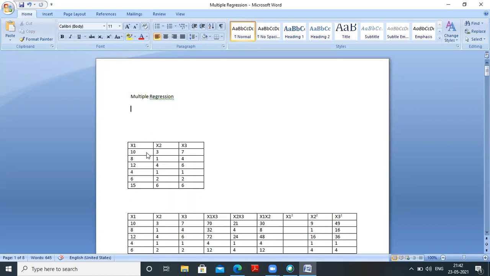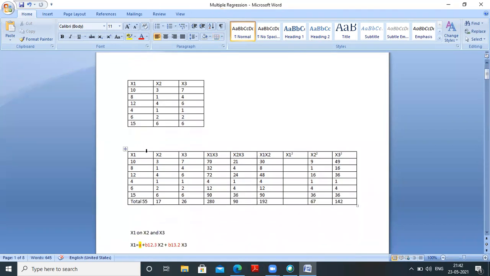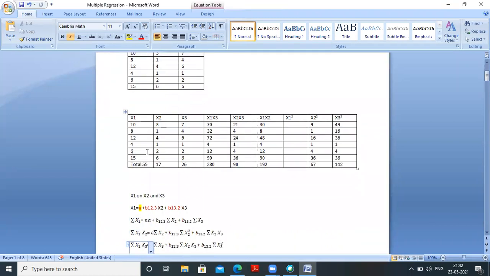First one, this is the question. You are given x1, x2, x3 variables, and the values of x1, x2, x3 are given. You will fit the regression equation of x1 on x2 and x3, and the regression equation will be x1 is equal to a plus b12.3 x2 plus b13.2 x3, where x1 is the dependent variable, a is the intercept.